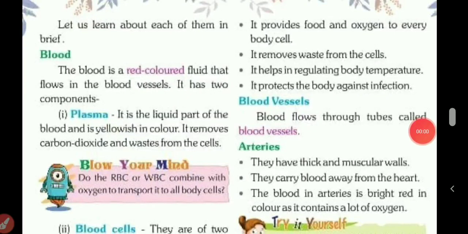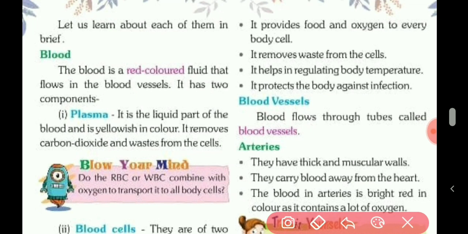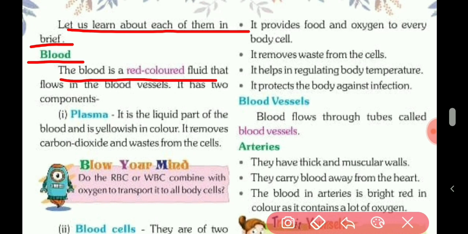As we know that the circulatory system has three main components. First one is heart, second one is blood, and the third one is blood vessels. Now, let us learn about each of them in brief. The first one is blood. The blood is a red color fluid that flows in the blood vessels. It has two main components. First one is plasma. So what is plasma?